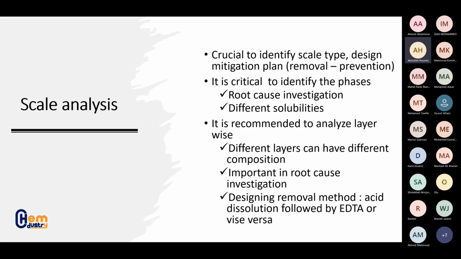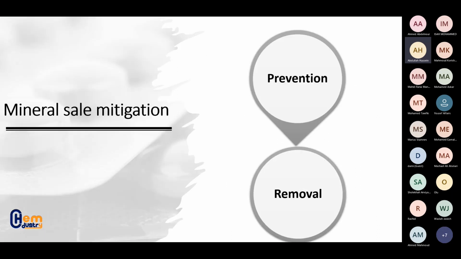Or, if you know the exact composition and the phases, you can target specific compounds in the scale layer, and afterwards the rest of the scale will just disintegrate. Its mechanical strength will disintegrate if you just target, let's say, a cementing material inside the scale layer. So if scale analysis is done properly, this will be really helpful for the treatment. Now we're going to move to the scale mitigation.